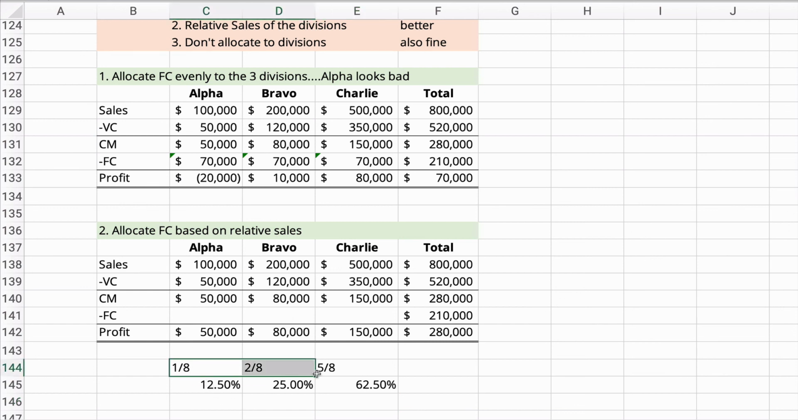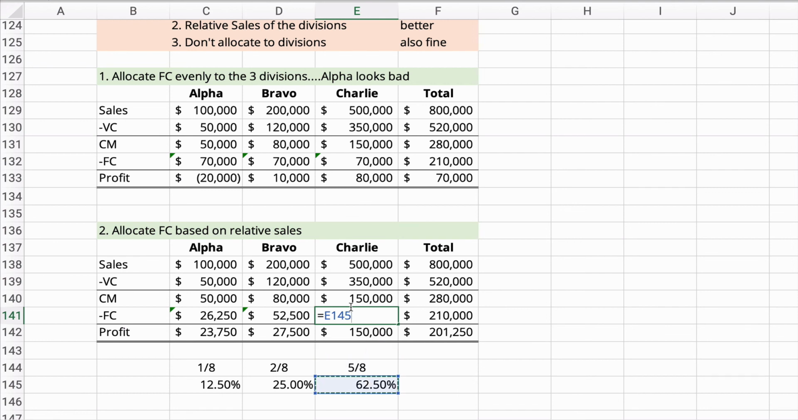Another way to think about this is the percentage. You could do a fraction. 1/8, 100,000 out of 800,000. 200,000 out of 800,000 is 2/8, that would be 1/4 certainly. And then 5 out of 8, 500,000 out of 800,000. So let's allocate this based on relative sales. The 210,000 times only 12.5%, Alpha would get 26,250. If you took the 210,000 times the 25%, Bravo only has sales of 25% of the total 800,000, so they would only get allocated 52,500. Charlie has more than half, 62.5% of the sales, so 62.5% times 210 means it's 131,250.